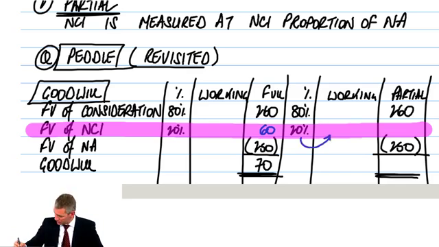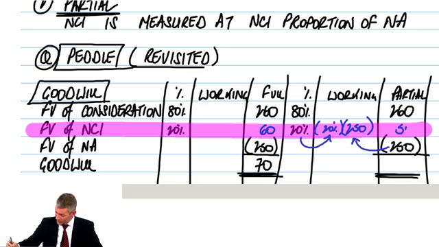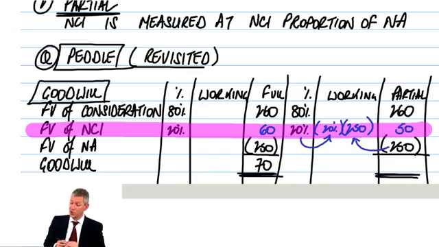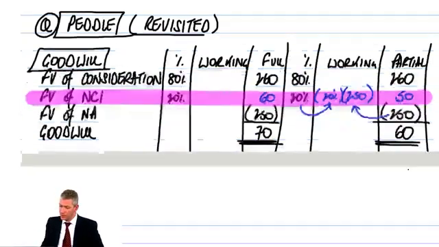You just bring these two fellas together, like that. In the working column, we do use the working column to do a working, something like this. 20% of 250 gives us 50, and by having a smaller NCI, we of course have a smaller goodwill of 60. So which one's coming up in your exam?